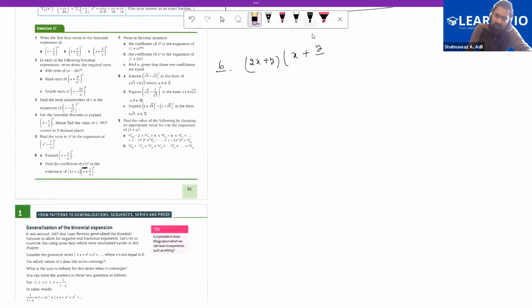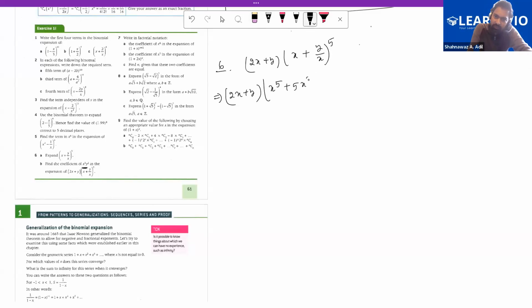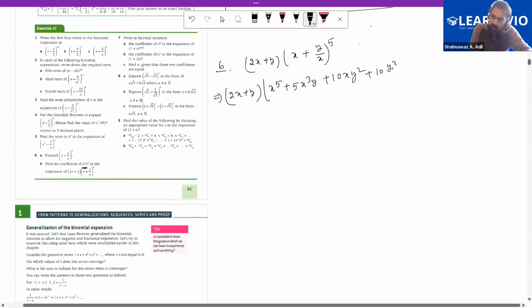X to the power 5. One moment. This is slow. Okay, so the expansion was x to the power 5 and then 5x cube y, and then 10xy squared, and then 10y cubed divided by x, and then 5y to the power 4 divided by x cubed, and then y to the power 5 divided by x to the power 5.